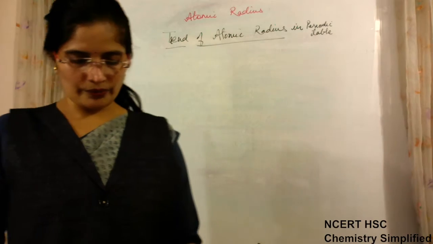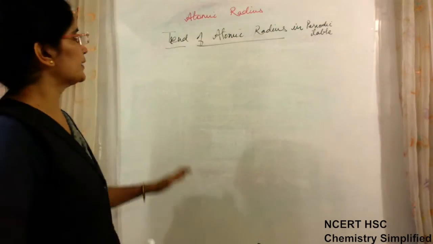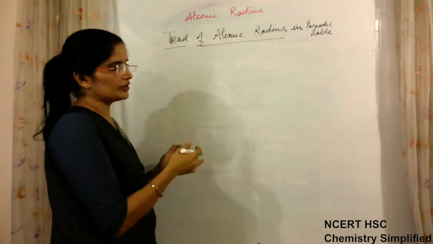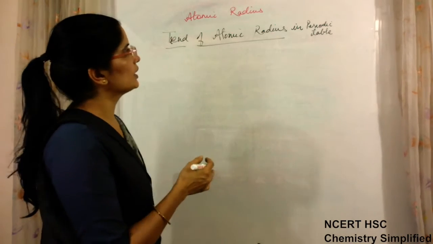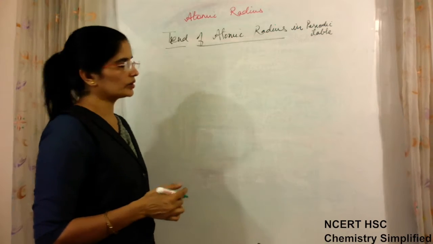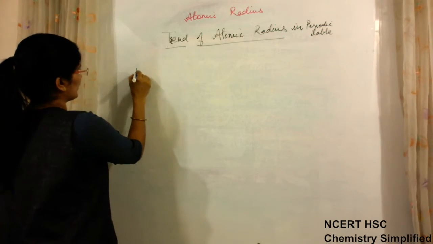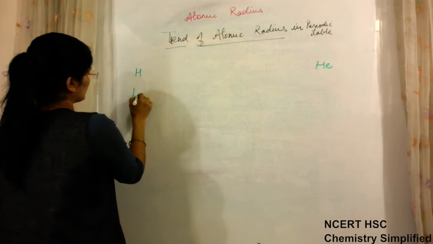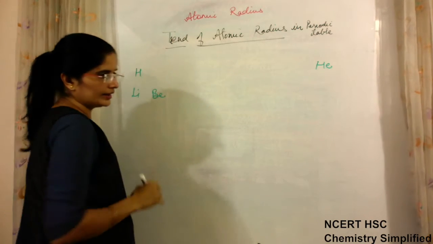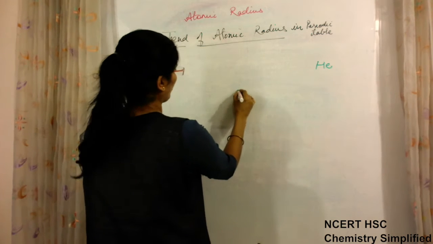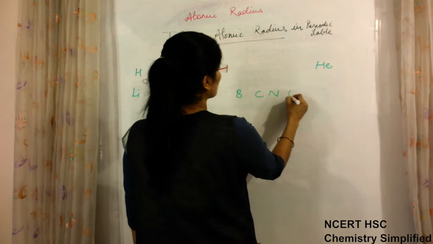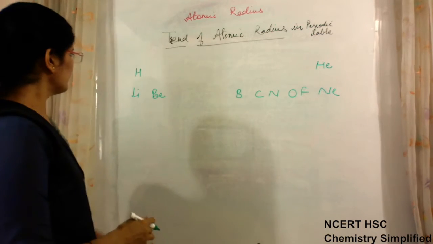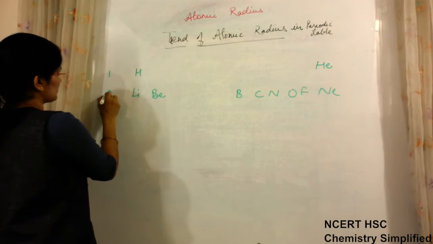Okay. Now when we want to study the trend of these properties in the periodic table, we should know what happens in the periodic table when we move from one end to another. If I write here hydrogen, helium, then lithium, beryllium, then boron, carbon, nitrogen, oxygen, fluorine and neon. Let me write this much only. This is period number 1, this is period number 2.